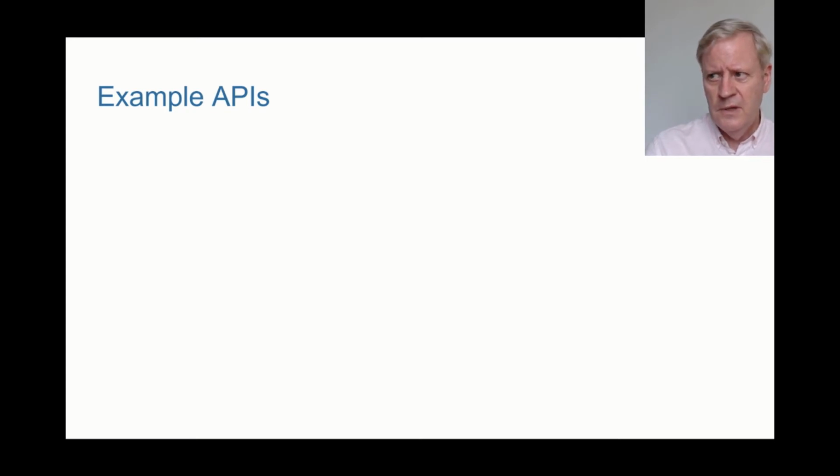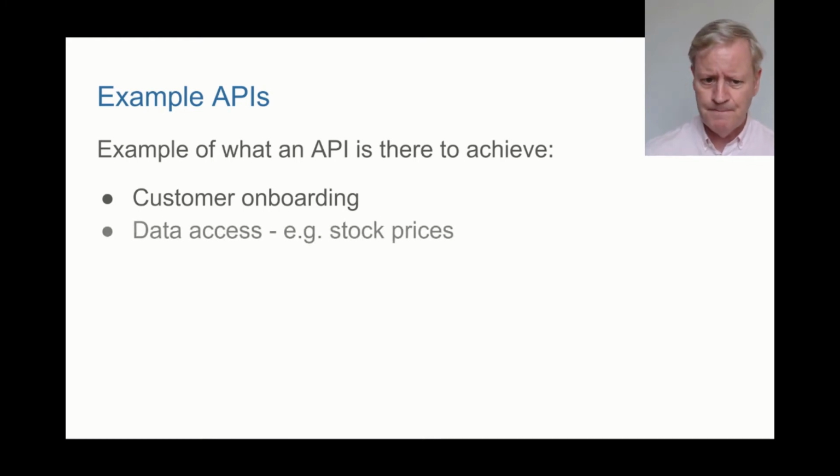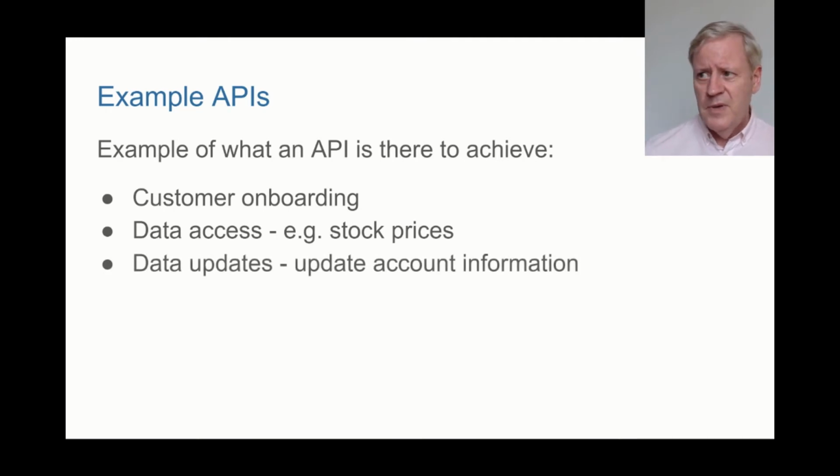So some example APIs that we might try to build. One of them could be customer onboarding. We want to register a new customer. There may be lots of different steps to perform. It's easier for a system that's requesting that to call an API that handles all those sorts of functions. Another example could be accessing some data, so accessing a resource, data like stock prices or customer information. Another API might be to update information. So you need to send information to update the records for a customer or an account. And another one could be to initiate a transaction.